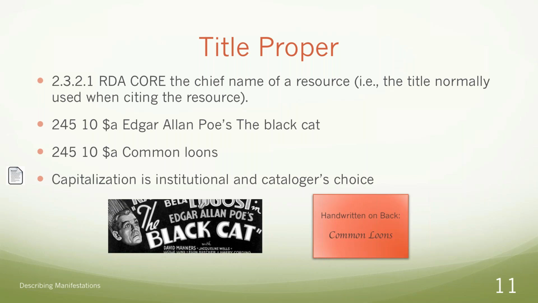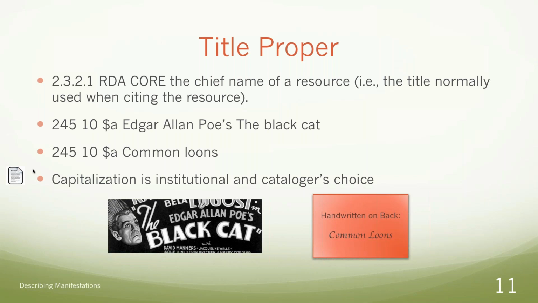Remember that capitalization is an institutional and cataloger's choice. So when you see that little dog-eared page over here, that is something to keep in mind, that you want to make sure that you, as an institution, create documentation that says, we will do original cataloging this way. We will either follow Appendix A, where we capitalize proper nouns and the first word of the title, or we will capitalize the way that it looks, that sort of thing. So make sure that you create documentation so that you can follow those types of things consistently.